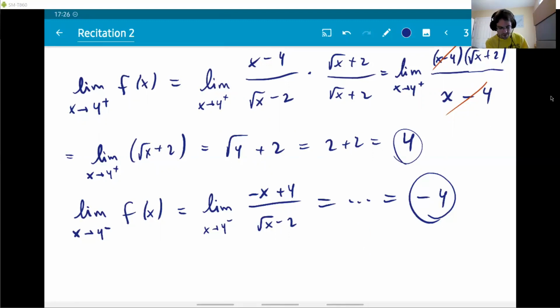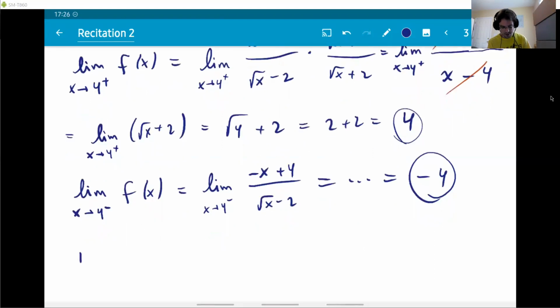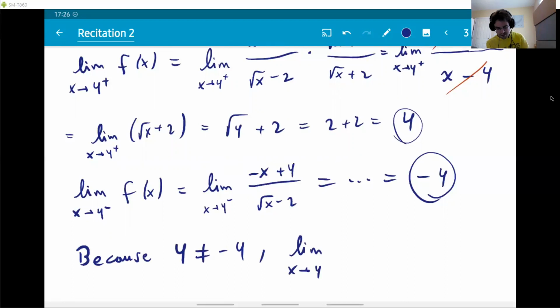But yeah, anyway, we just found the two lateral or one-sided limits, and they are different. So to answer the last one, because the two limits that we found are different, the regular limit of the function does not exist. And that's all. That's all for this example.